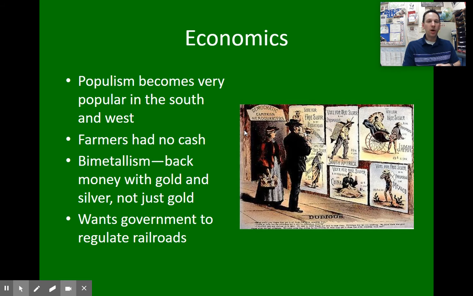Farmers had to borrow a lot of money from banks. And when you borrow money from banks, you have to pay them back with interest. If your crops don't come back, or if your crops fail, or if you don't make as much money off of your harvest as you expect, you have to borrow more money. So farmers are more indebted than ever to the banks. Farmers want more liquidity in the economy. What that means is more cash.